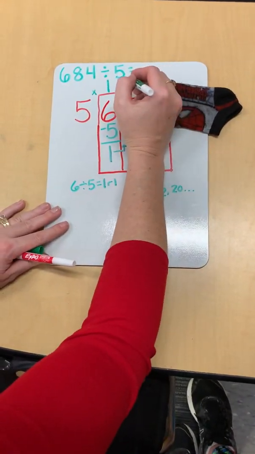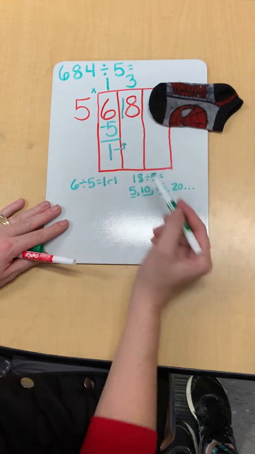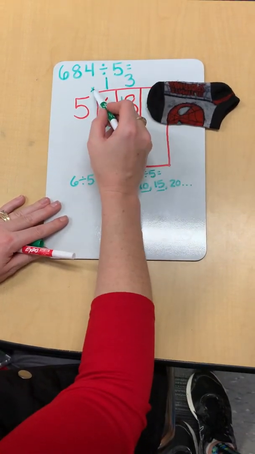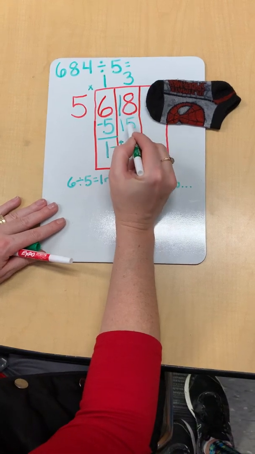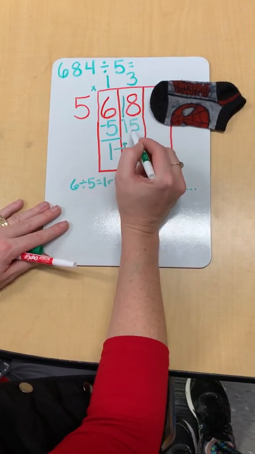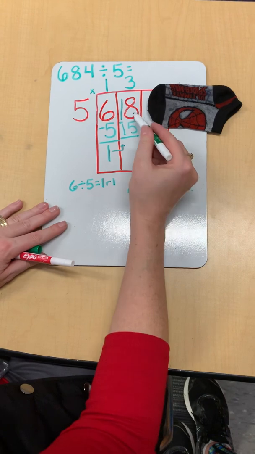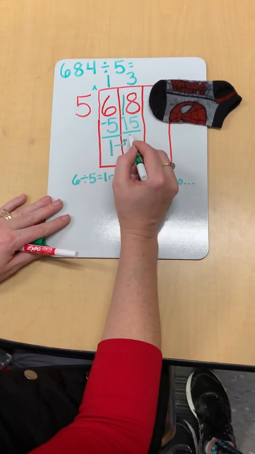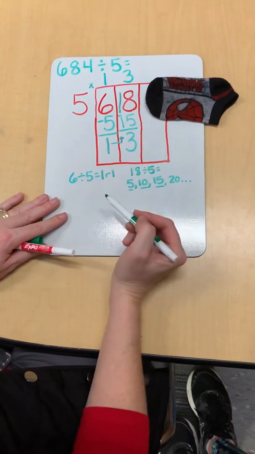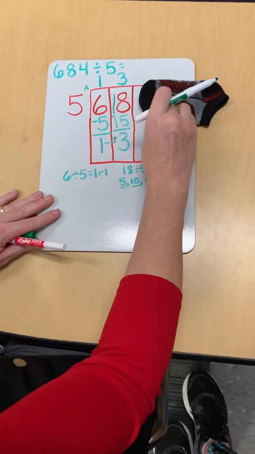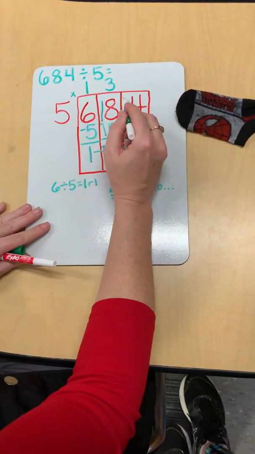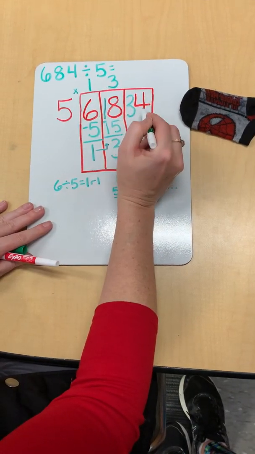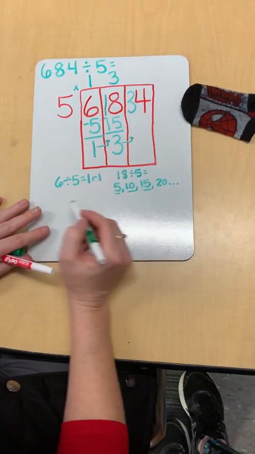So I'm going to put my 3 up here because 3 times 5 gave me 15. That's as close as I can get to 18 without going over. And I'm going to subtract this out. When I do 18 minus 15, I am left with 3. We're going to take that 3 tens and we're going to move it over here to the ones place with the 4 ones. So instead of just 4, now I have 34.